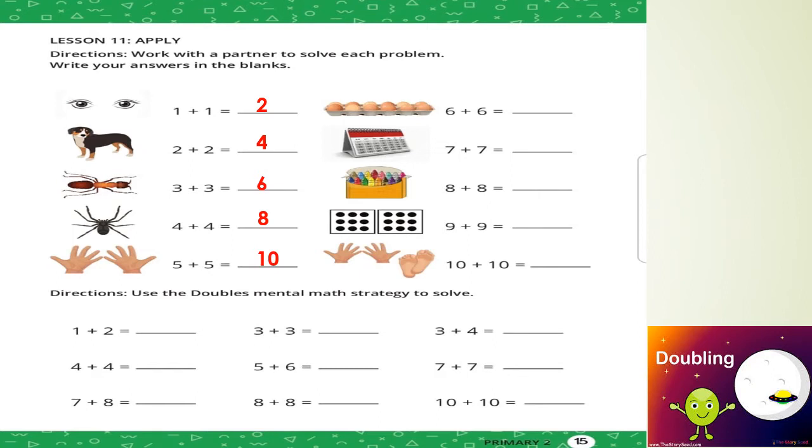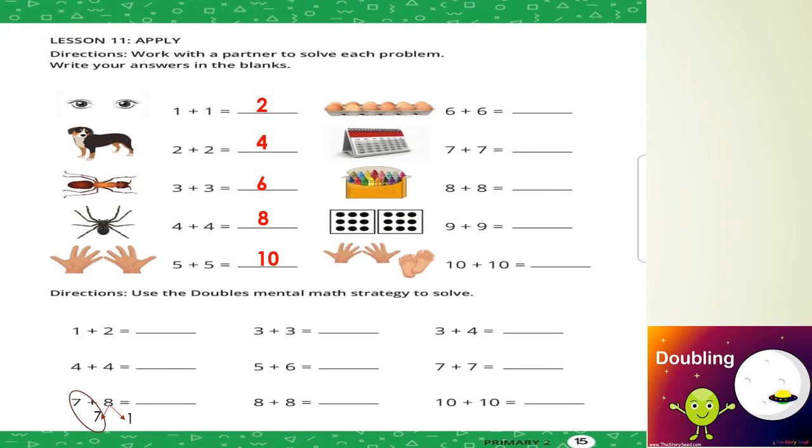The next part, use the doubles mental math strategy to solve. Look here at this question, 7 plus 8. Now I want to solve this problem using doubles mental math strategy. First, go to the smallest number and ask it, 7 needs what to be double? 7 needs another 7 to be double. So we have to break down 8 into two numbers added together, like 7 plus 1.